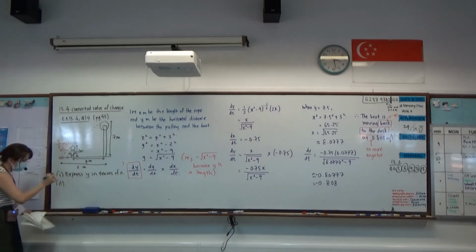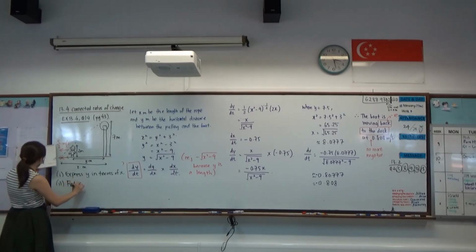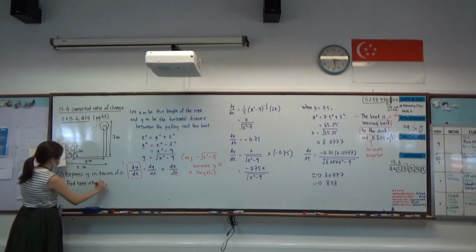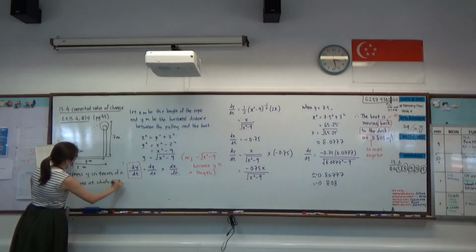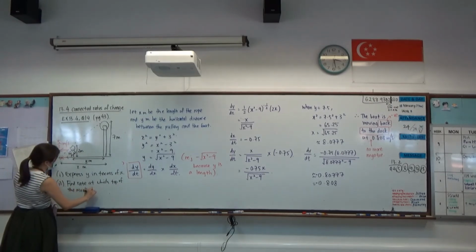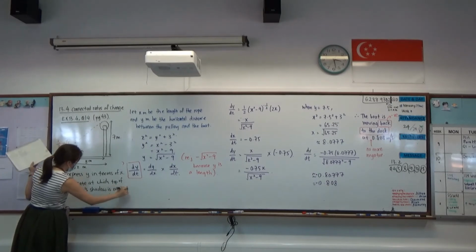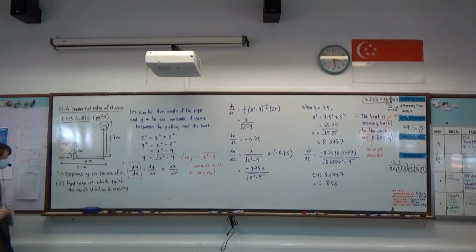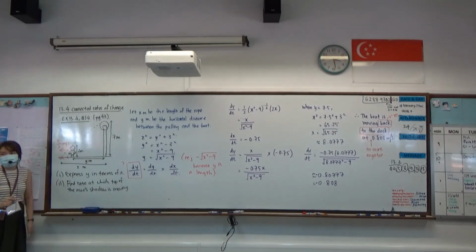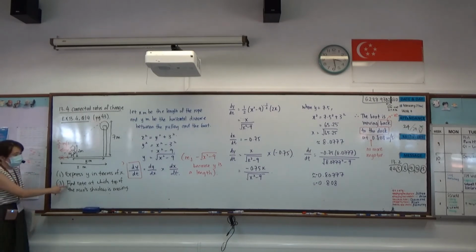And then in part 2, they ask you to find the rate at which the top of the man's shadow is moving. So let's try to figure out what part 2 is talking about first before we embark on part 1. So find the rate at which the top of the man's shadow is actually moving.